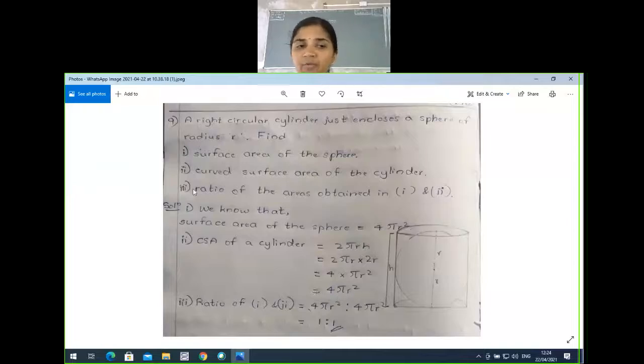Then what we have to find in the third question? The ratio of the areas obtained in question number 1 and question number 2. So the ratio of 1 and 2 is, 1 is 4 pi r square, then the second one answer is 4 pi r square. 4 pi r square is to 4 pi r square, that is 4 pi r square divided by 4 pi r square. So 4 pi r square once, 4 pi r square once. So 1 is to 1. So the answer is 1 is to 1. Got the idea of this problem, students? So this is about the exercise 13.4 solutions.